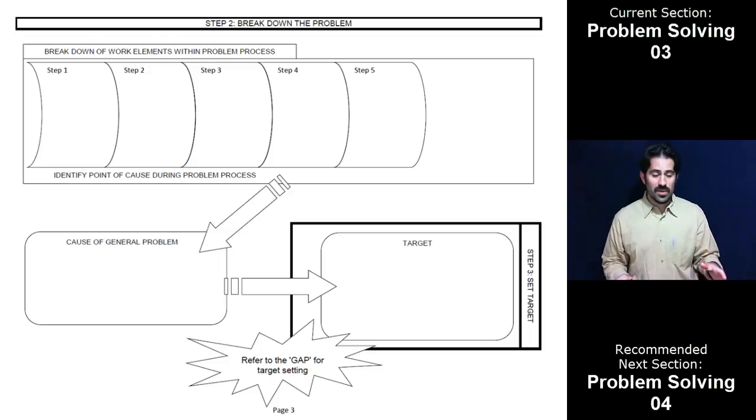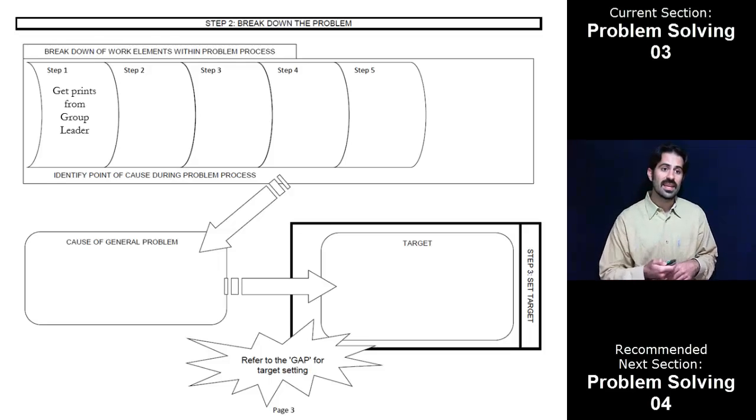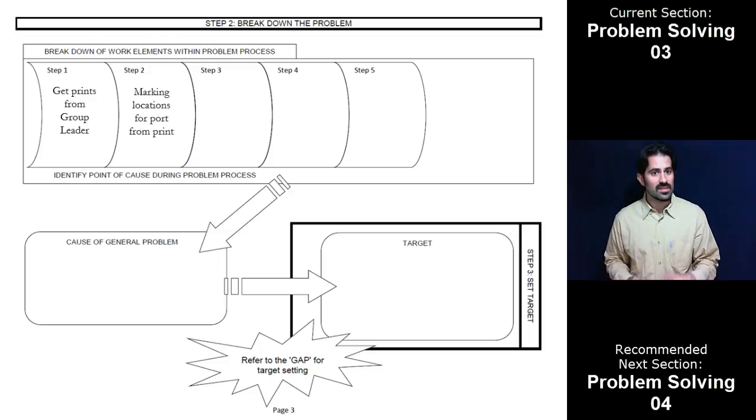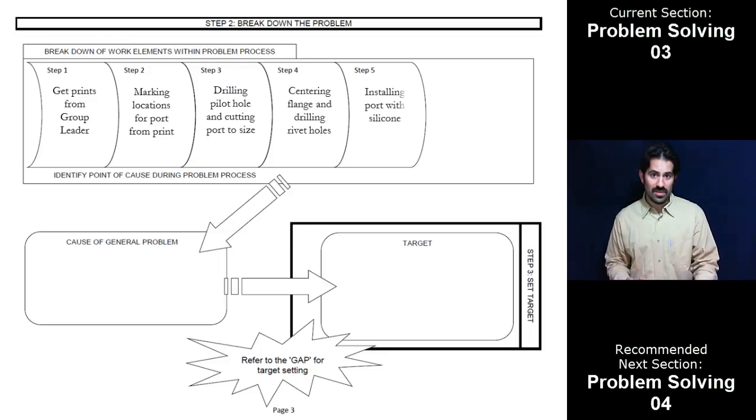So what we want to do is, once we have broken down our problem and we've got that prioritized piece, right? That prioritized piece should be some process that we can go observe, something that we're doing. And then we want to go and see that process, and break out the individual steps of that process and detail what that looks like. So in the case study, they were able to find using those prints to put a port in. So the steps for that process was getting the prints, marking the location, drilling the pilot hole, cutting the ports, centering it, drilling the rivet holes, and then installing the port. That was what they did.